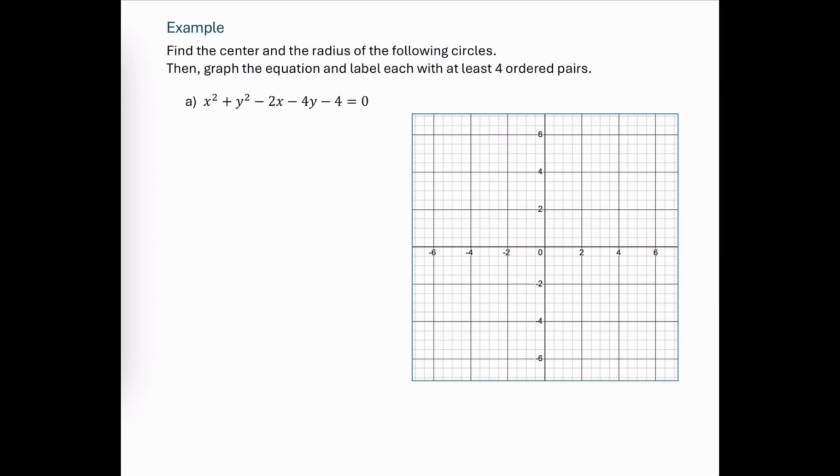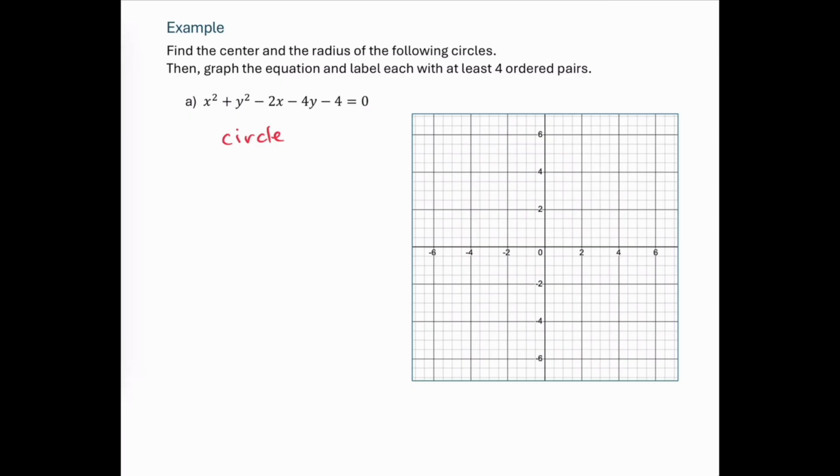Here we have in our first example the equation of a circle written in the general form. We know that this is a circle because we have both an x² and a y² term present in the equation, and the coefficients on those x² and y² terms are exactly the same. In this case, they both have a coefficient of positive 1. And that's what tells us that this equation written in the general form is going to give us the graph of a circle.